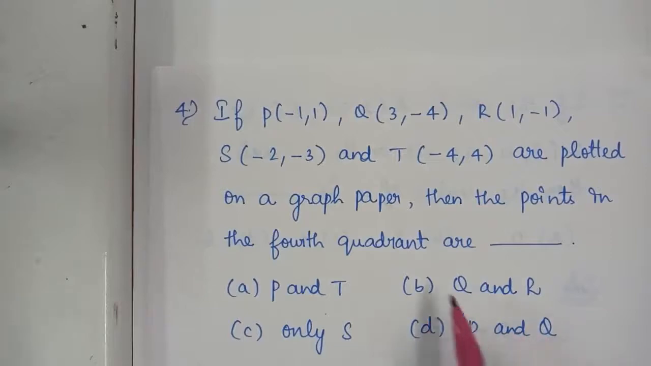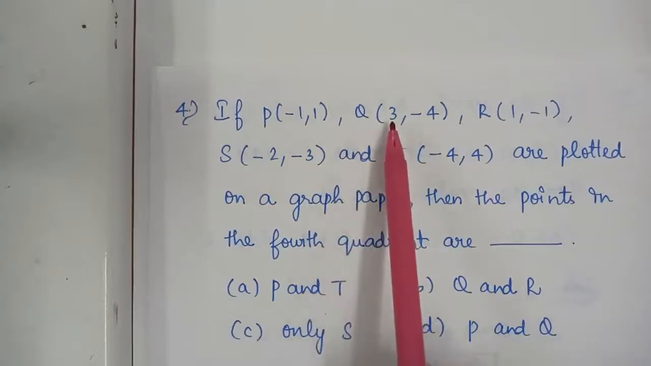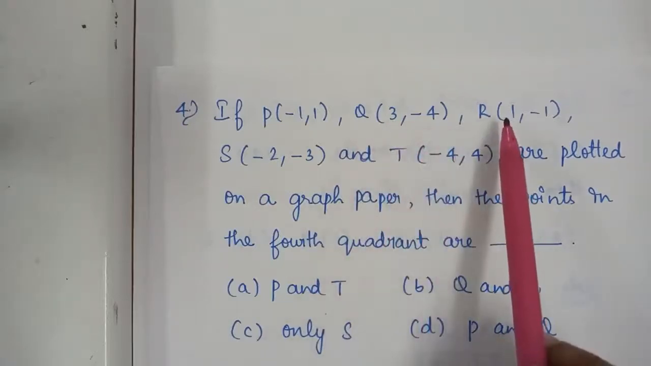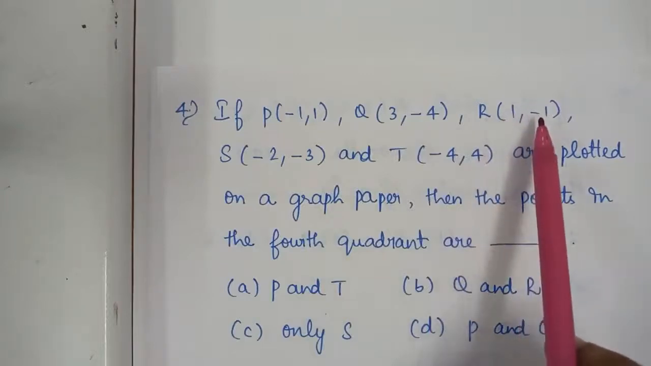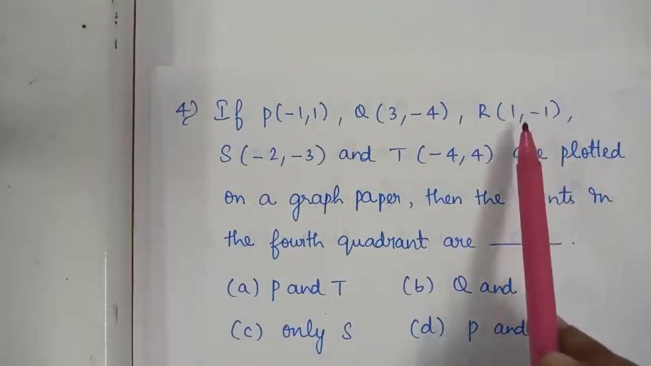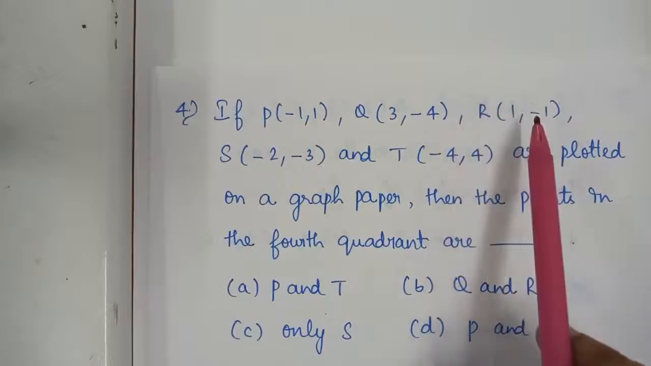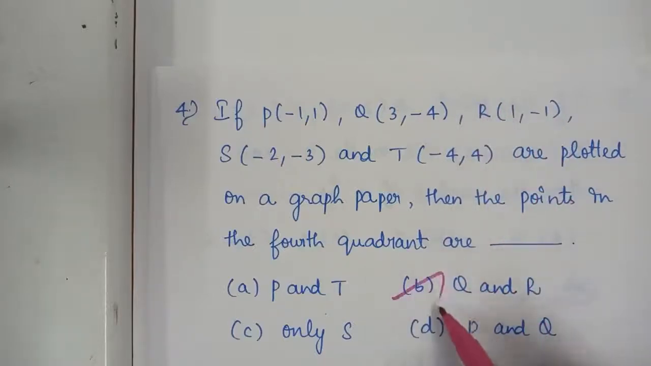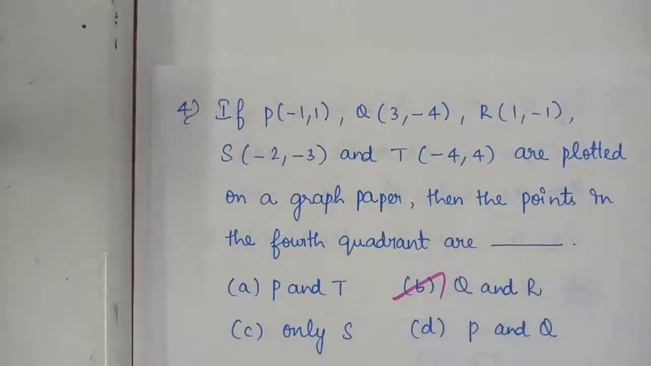So you can see, in the fourth quadrant, for Q the x-coordinate is positive and the y-coordinate is negative. Similarly for R also the x-coordinate is positive and the y-coordinate is negative. So in the fourth quadrant x is positive and y is negative. So the points Q and R lie in the fourth quadrant.